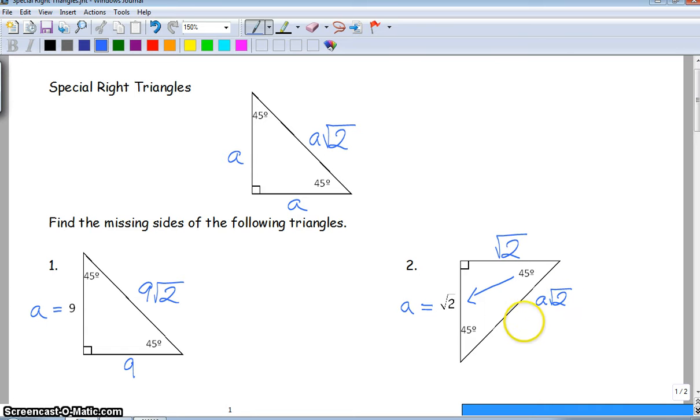So instead of A, I substitute in the square root of 2 times the square root of 2, and then I simplify from there. Square root of 2 times square root of 2 is the square root of 4. The square root of 4 equals 2. So the side across from 90 degrees has a length of 2.